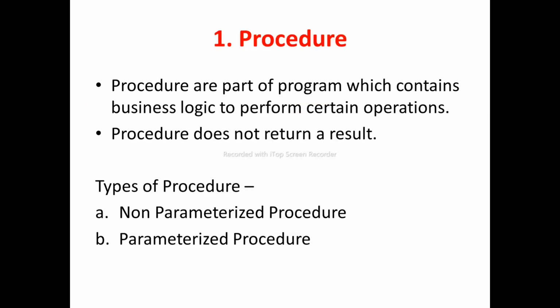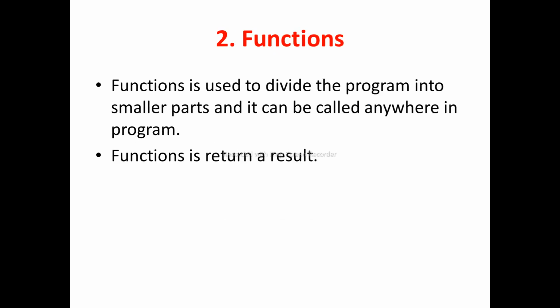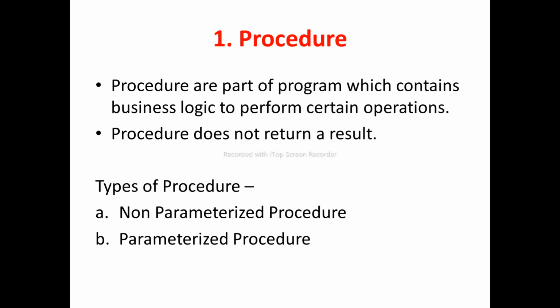And next type is function. A function is used to divide the program into smaller parts and it can be called anywhere in your program. But a function returns a value and a procedure does not return a value. This is the subprograms in Apex.